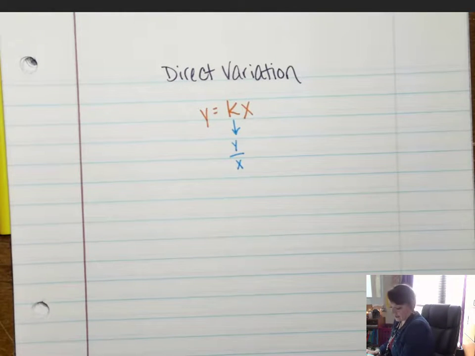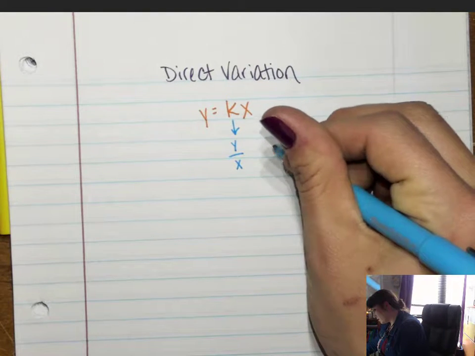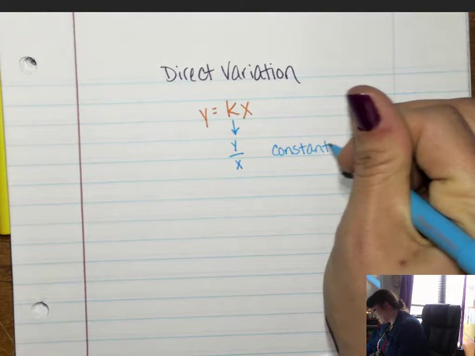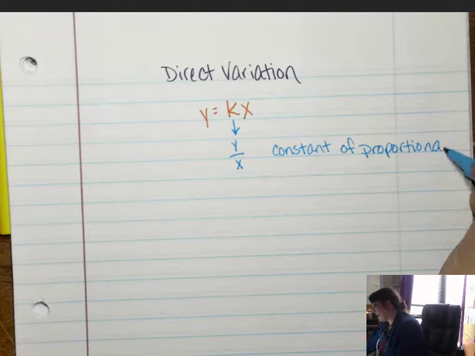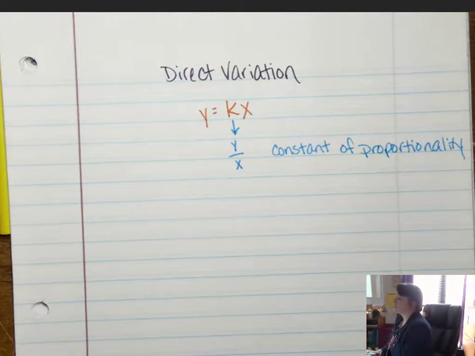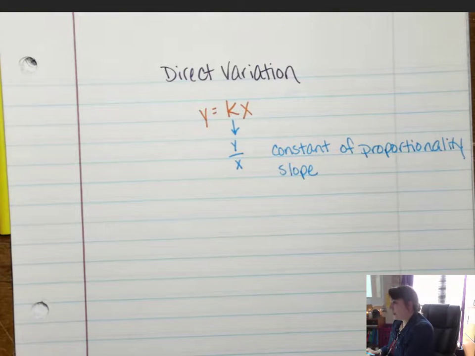And we've called it many things. Anybody remember the many names that this thing has had? Constant of proportionality. What else do we call it? Slope. Anything else? What did we do yesterday or Tuesday? Unit rate.